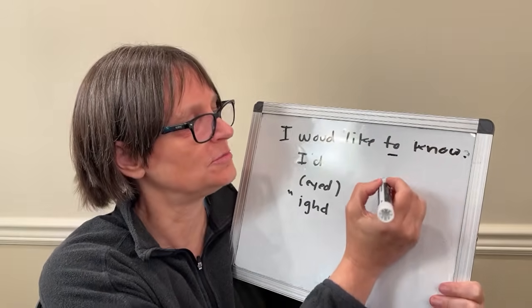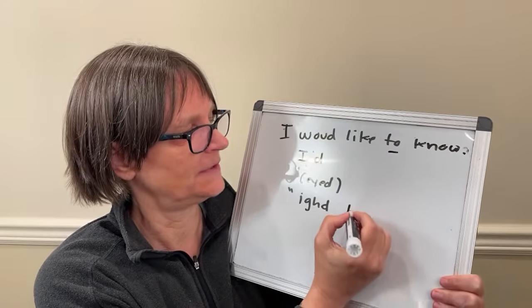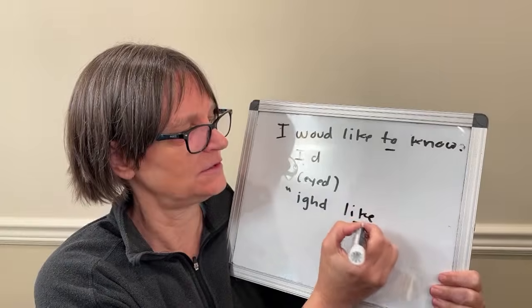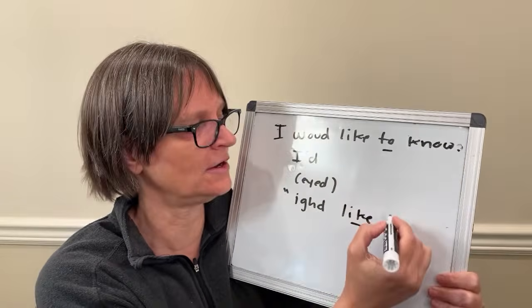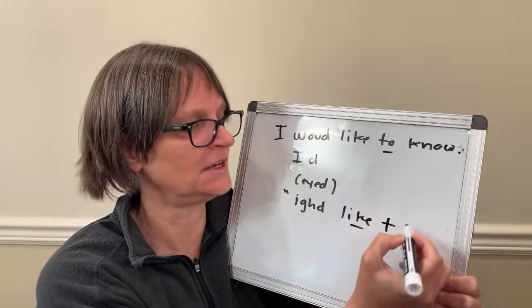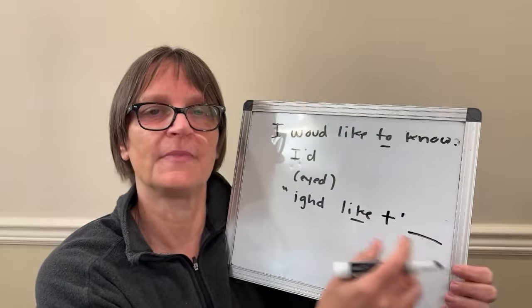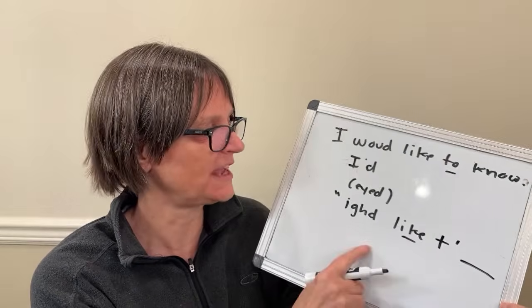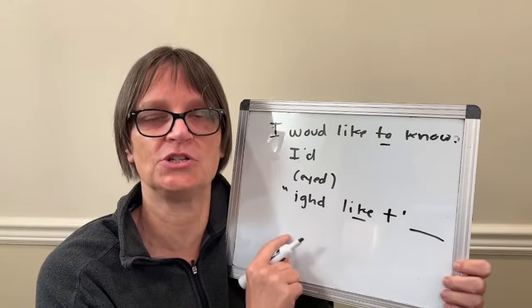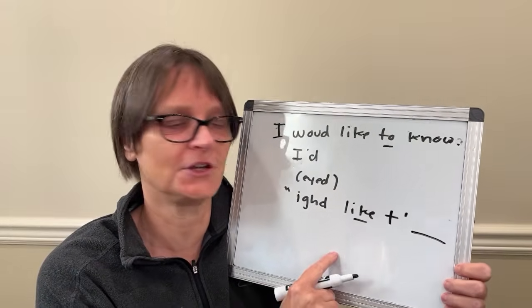To gets reduced to more of a t. So like doesn't get reduced. It has some important meaning here, but to can become just t. I'll write it this way, almost no vowel there. I'd like to know. I'd like to know. Same idea. He'd like to know. She'd like to know. They'd like to know.